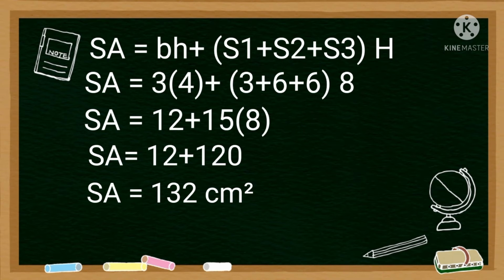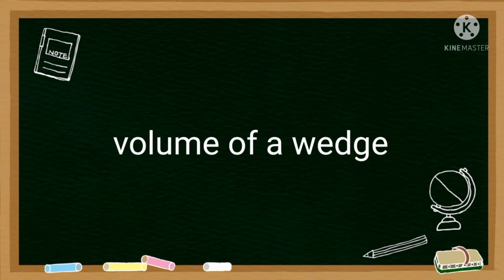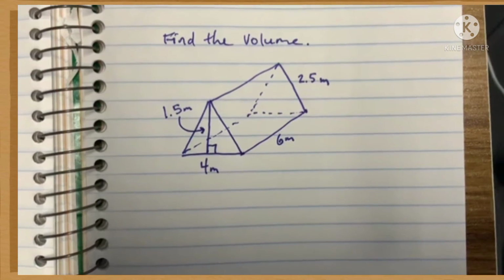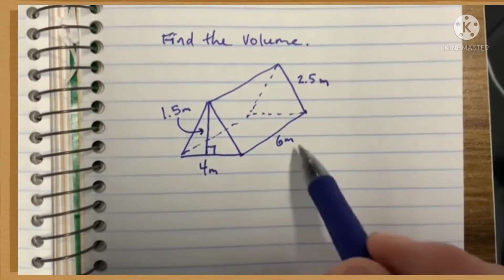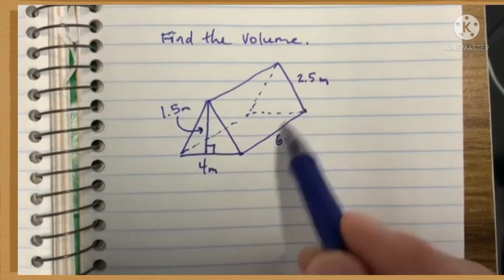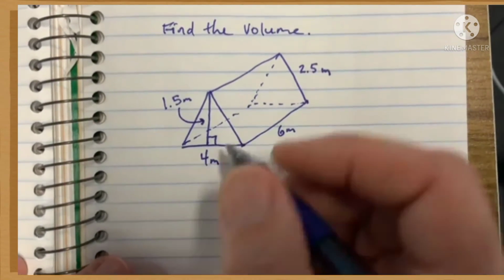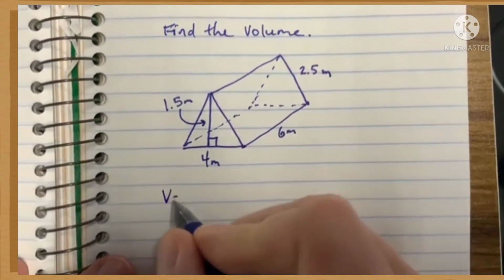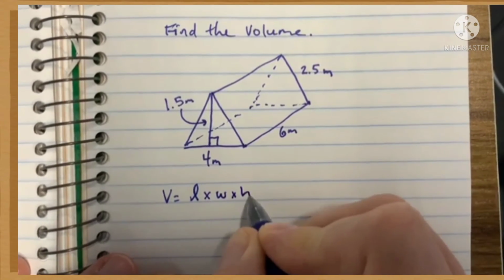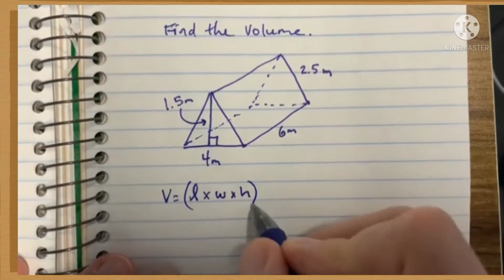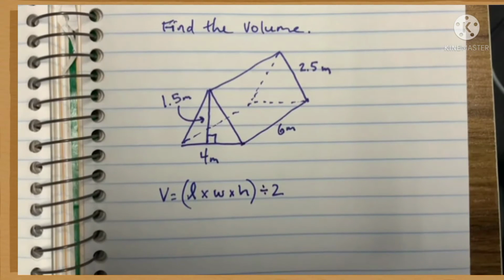Now, the final thing we'll be looking at is the volume of a wedge. All right, for our next one, we are finding the volume of a triangular prism. Triangle in the shape of a prism, so triangular prism. Remember, a triangle is half of a rectangle, so we are actually finding the volume of a rectangle, length times width times height, but since it's a triangle, we're taking all that information and dividing it by 2, because a triangle is half of a rectangle.